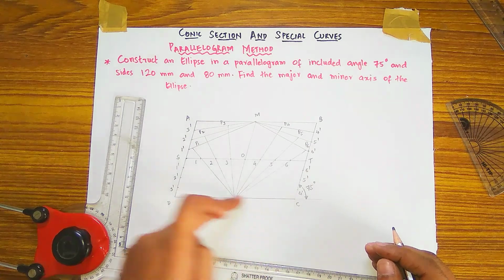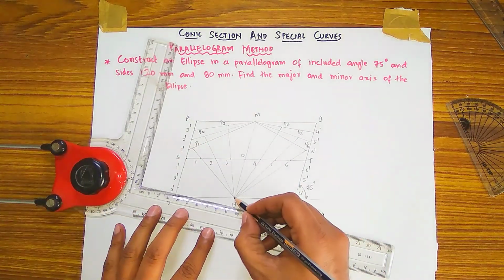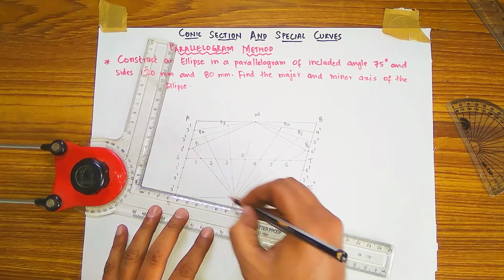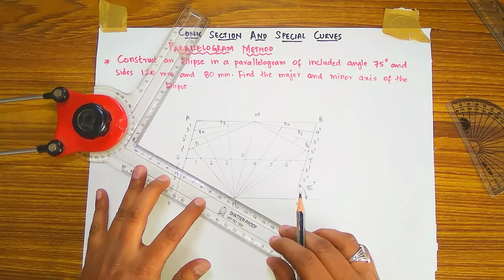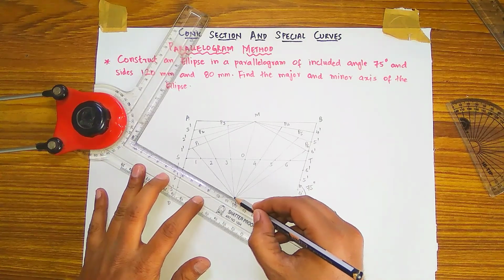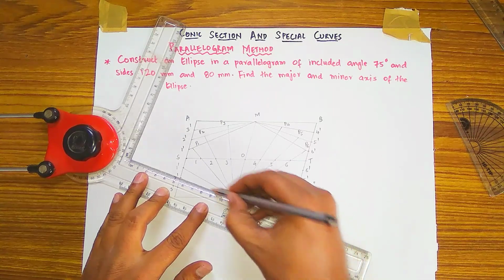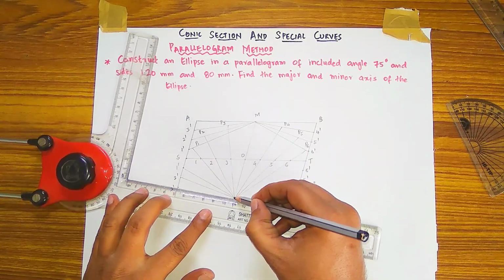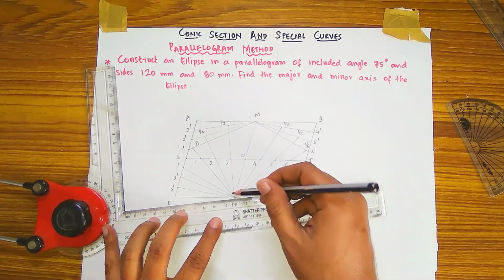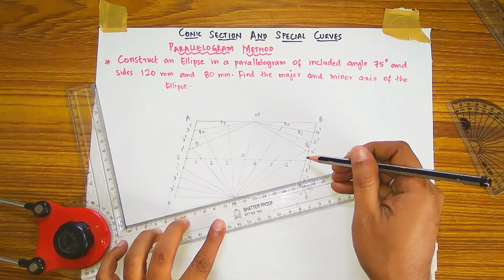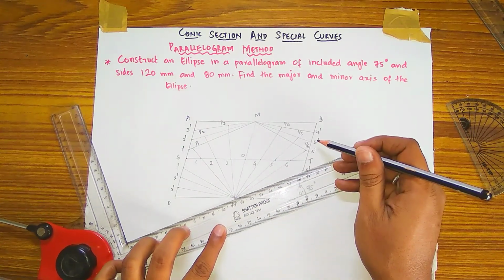Now for the other half you have to do the same process opposite. For example, from N you have to join the lines to 1 dash, 2 dash, 3 dash, 4 dash, 5 dash, 6 dash. For example, from N you have to make this from N to 1 dash, N to 2 dash, N to 3 dash, N to 4 dash, N to 5 dash, N to 6 dash.